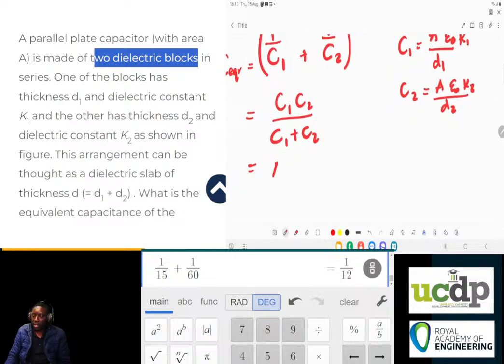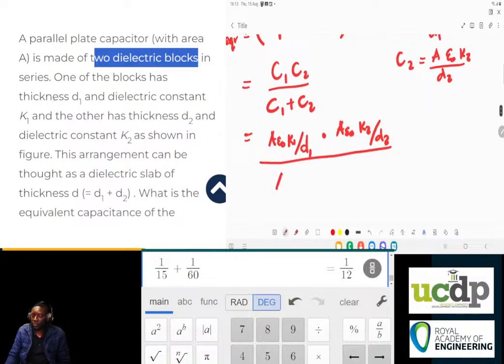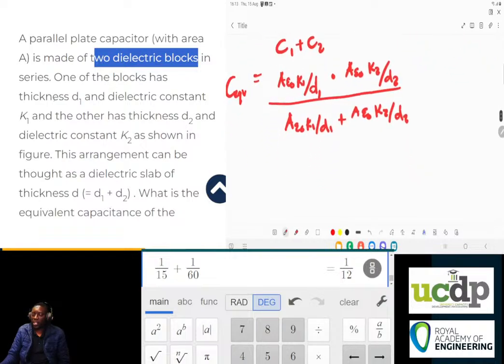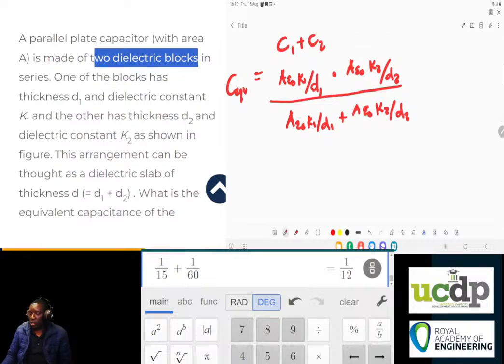So with C1 being A E naught K1 over D1, multiplied by A E naught K2 over D2, everything over A E naught K1 over D1 plus A E naught K2 over D2. So now you need to reduce this expression to its simplest form. Can you try that? Tell me what you get. Can you take a shot at that? Okay, sir.